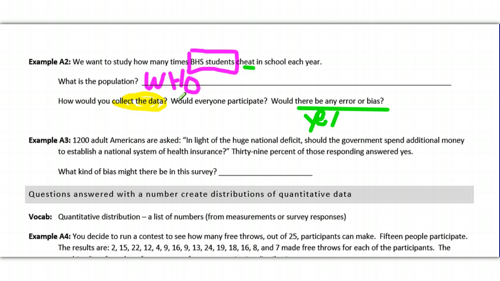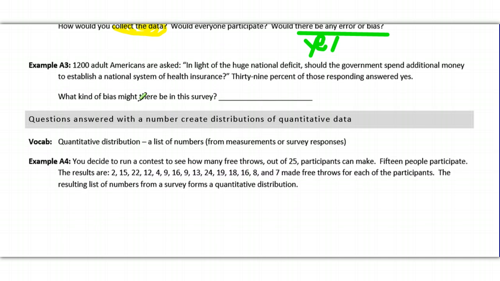Probably not very good. Last example, 1,200 adult Americans are asked, in light of a huge national deficit, should the government spend additional money to establish a national system of health care? 39% of those responding answered yes. Well, what kind of bias are we looking at? We have all these Americans, and it says, in light of the huge national deficit. Then it asks, should the government spend additional money?